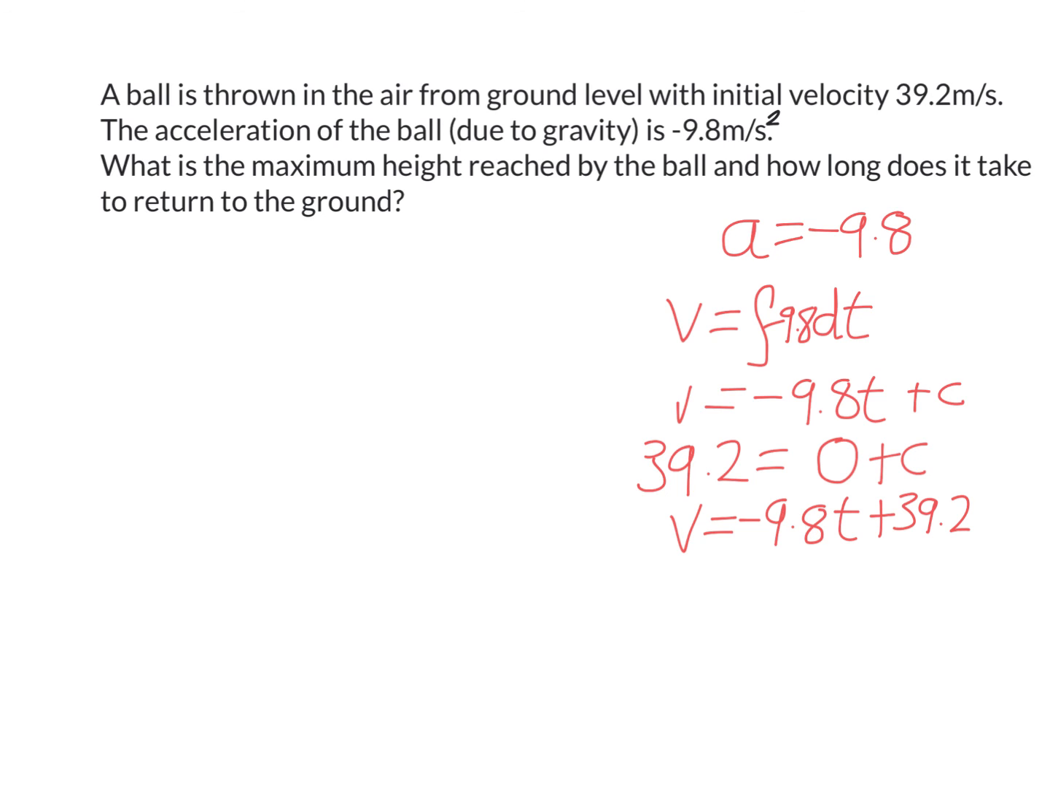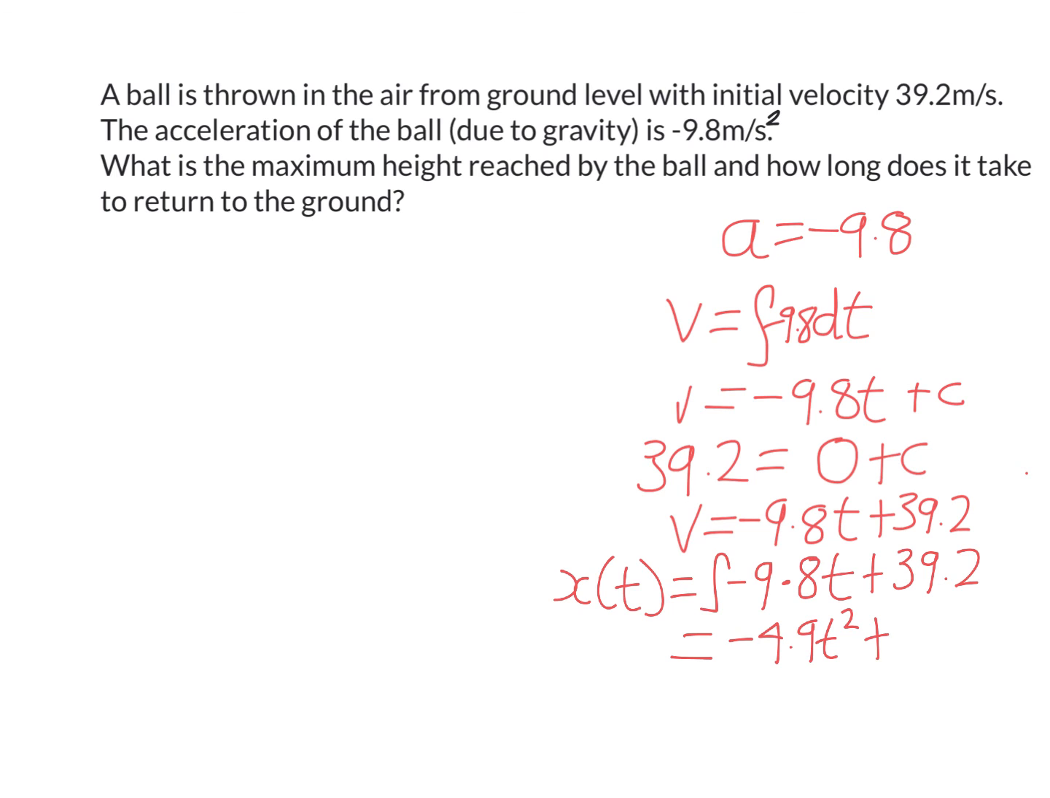So if I want to find the displacement, I integrate the velocity. So the integral of negative 9.8t, so remember you increase the power by 1, divide by the new power, I get negative 4.9t squared plus 39.2t. Now here we add a constant, but what we're going to do is we're going to let x be the height above ground. So initially the height above ground was 0, so c will be equal to 0 in this case.